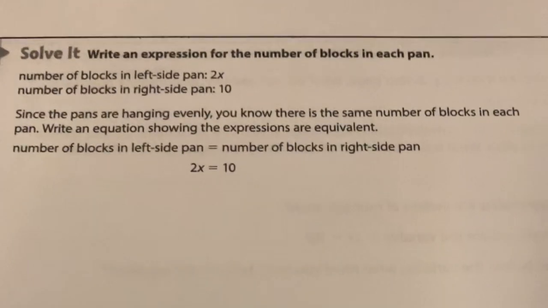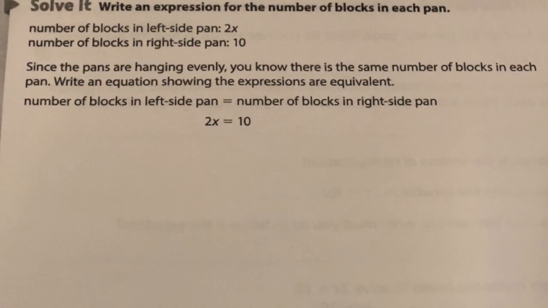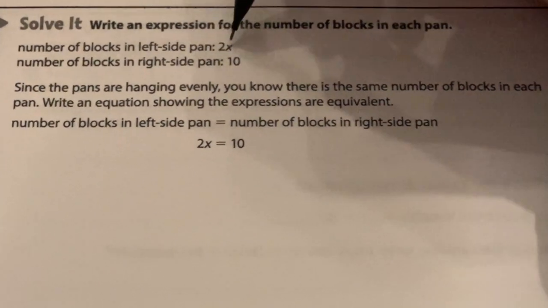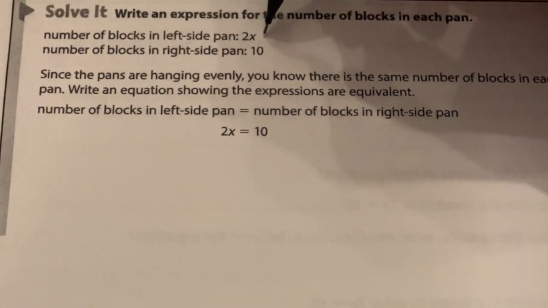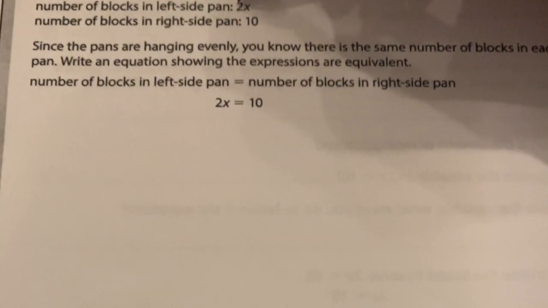So now we're going to move on to the actual solving part. So this is where we're writing expressions and then eventually setting up an equation. To represent the number of blocks in the left side of the pan, we have 2 x's there, right? One bag had x and the other bag had x. So together that's 2x, right?